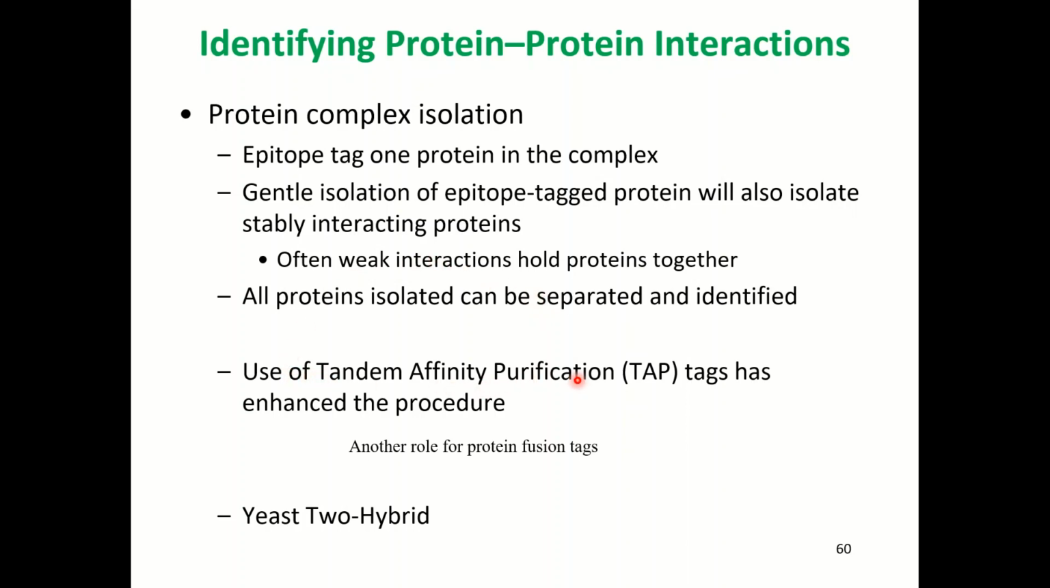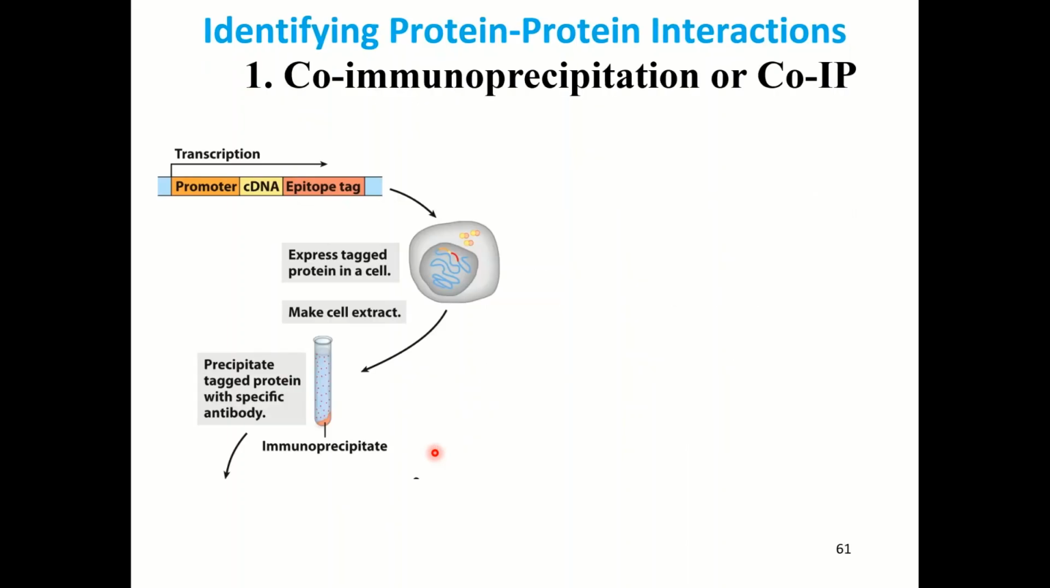And this is what's referred to as TAP, or tandem affinity purification tags, which enhance the procedure. And this is yet another role of protein fusion tags. And then we also talk about the yeast two-hybrid model with this technique.